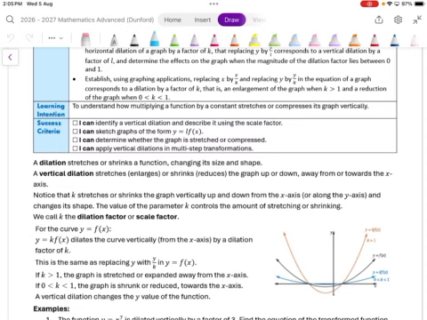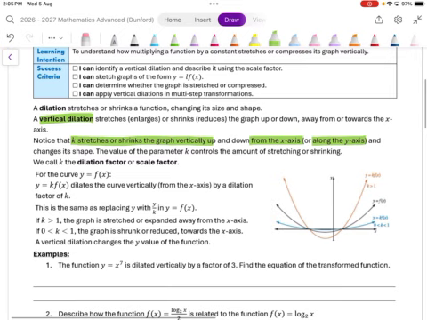We have to notice that we use the letter K for vertical dilation. That K stretches or shrinks the graph vertically, up or down from the x-axis, or we can also say along the y-axis, and it changes its shape. The value of the parameter K controls the amount of stretching or shrinking. We call K the dilation factor or the scale factor.